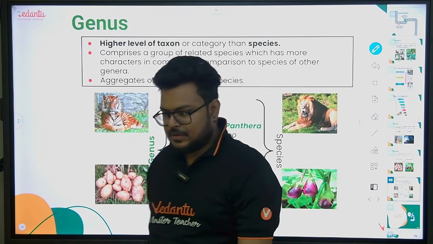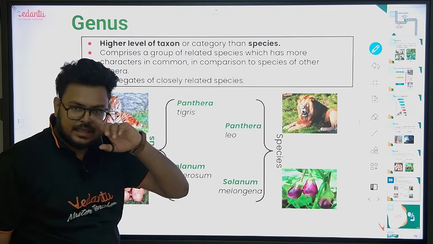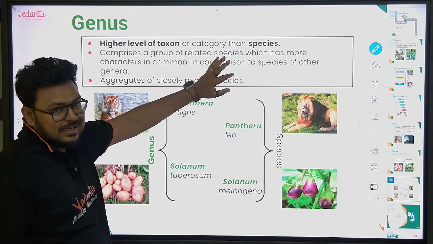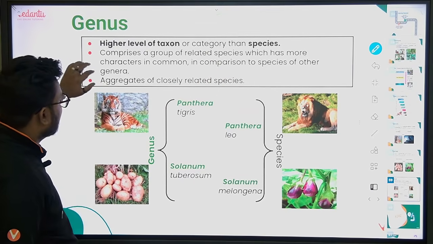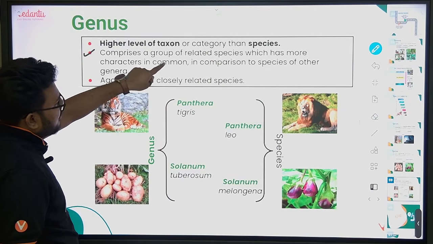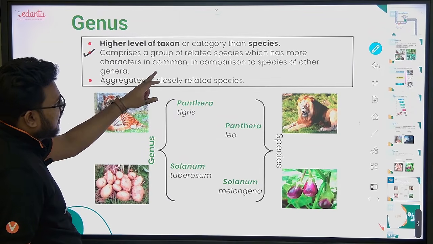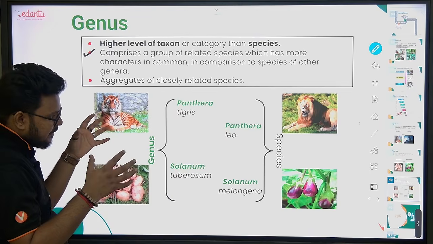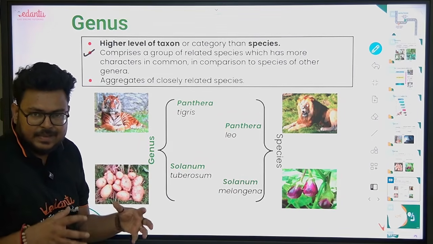Yes, guys. So here also they have given taxon or category together. So again we are confused whether species is a category or a taxon. I'll come to that part later on. As of now, ignore it. It comprises a group of related species which has more characters in common in comparison to species of other genera. So the species which have common characters will come together and they will be making what?